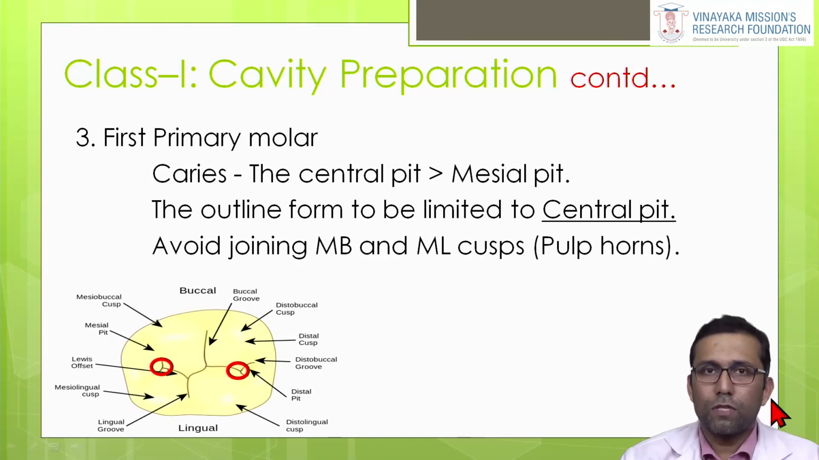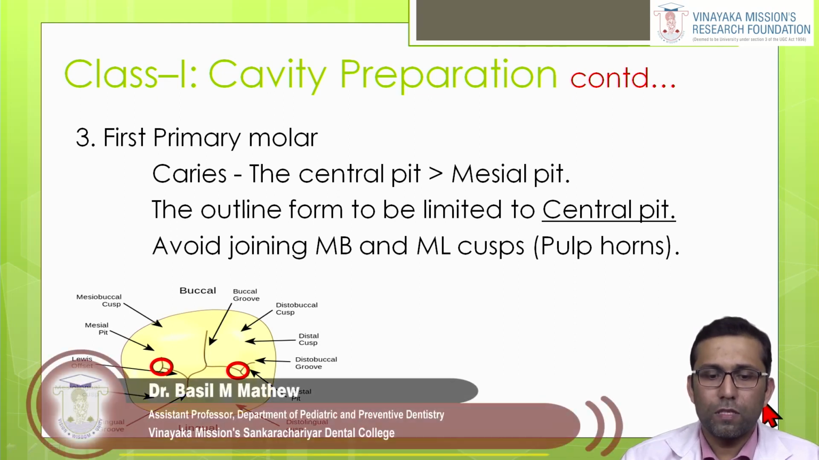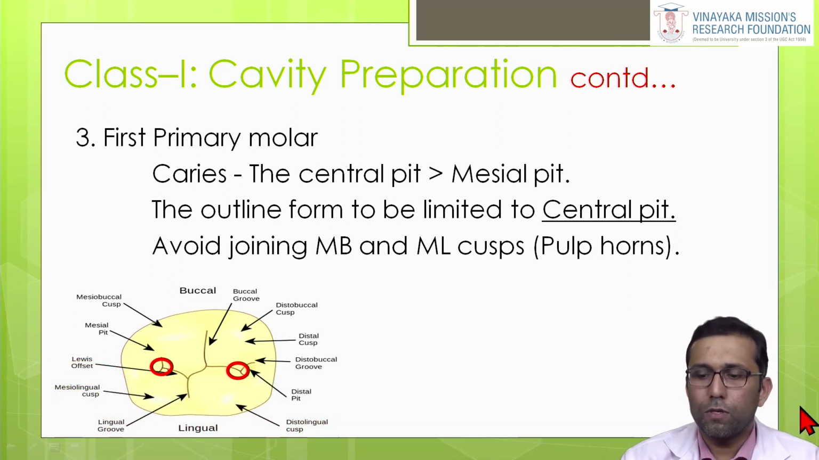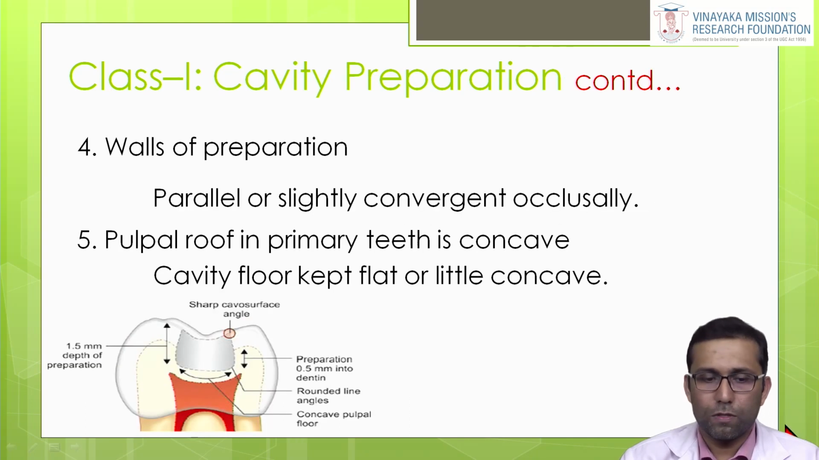Now in the case of a primary tooth, as I told, if the central pit or the mesial pit is involved by caries, it is limited to the central pit or the mesial pit, and it's avoided to connect the mesiobuccal and the mesiolingual cusp to avoid exposure of the pulp horns. Also, the preparation in the case of a primary tooth is parallel or slightly convergent occlusally. This will prevent dislodgement of the restoration, and the pulp roof of the primary tooth is slightly concave. You are allowed to keep the floor of the cavity preparation slightly concave.